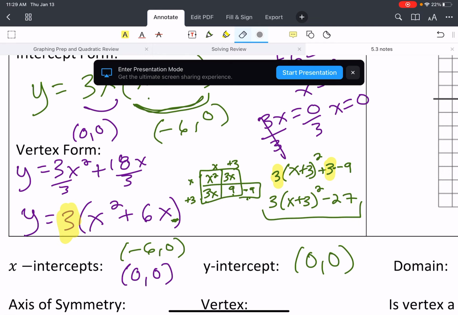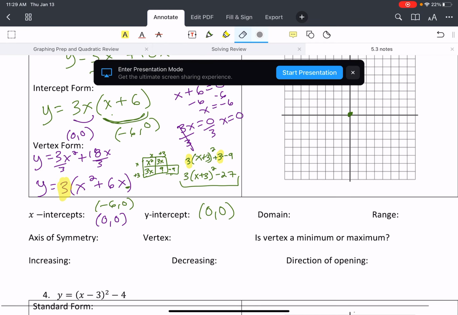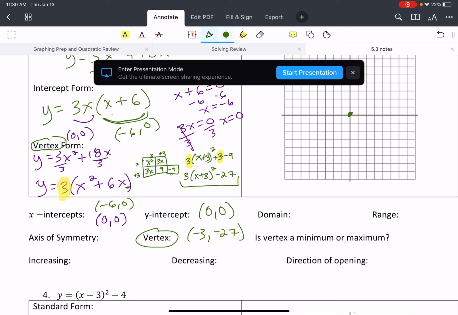Okay, so where's my vertex? Does it have a 0 in it? Nope. Vertex. Oh, you get the vertex from where? -3, -26. You get it from the vertex form. So good. -3, -27.